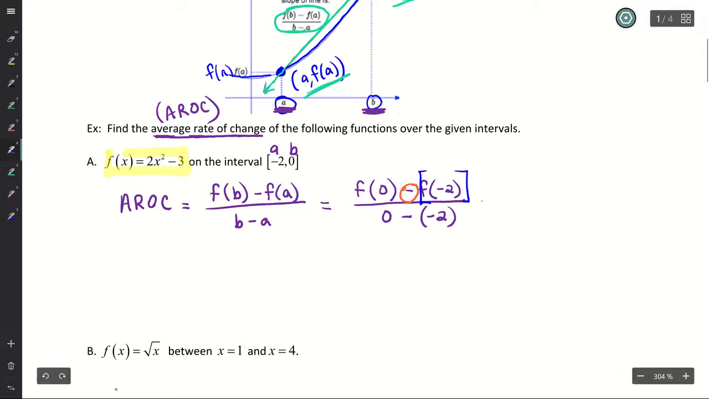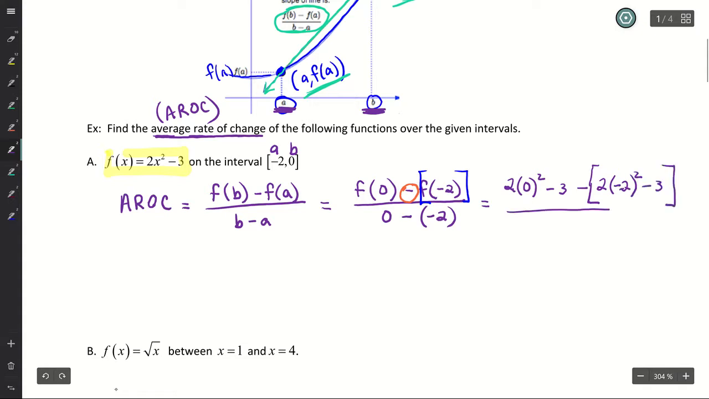So let's go ahead and come in here and evaluate. So f of 0, that's going to be 2 times... And then anytime I'm evaluating a function, I generally put a parenthesis wherever x was and then insert that x, and that'll take care of any kind of sign problems that I might have. So 2 times 0 squared minus 3 is the function evaluated at 0, and then minus, and then I'm going to be careful to put an extra set of either a parenthesis or a bracket there, and then f evaluated at negative 2. So 2 times parentheses negative 2, and that's to the second, and then minus 3, and then I'm going to close off that bracket.